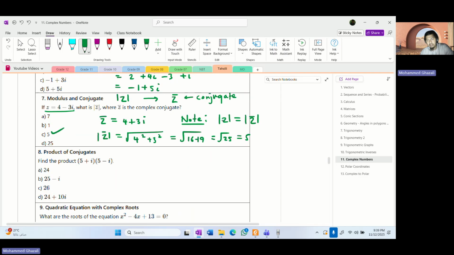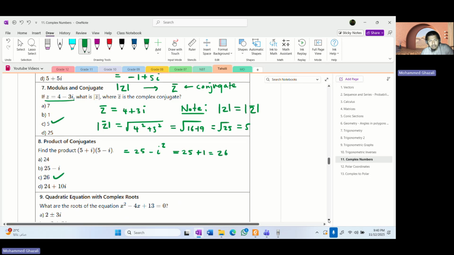So we just proved that the modulus of z is the modulus of the conjugate. Find the product. 5 plus i times 5 minus i is 25 minus i squared. And you know i squared is -1. So that's just 25 plus 1, right? Which is 26. Moving on to the next problem.